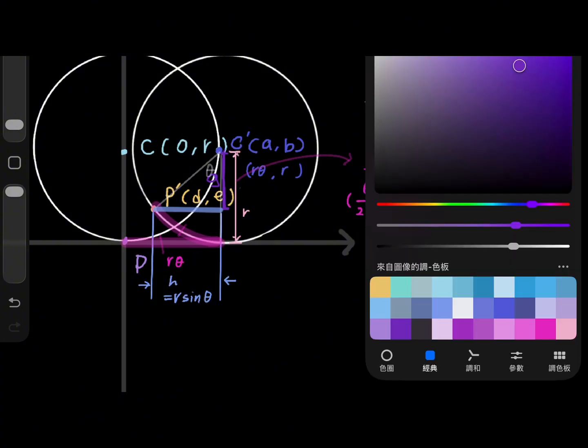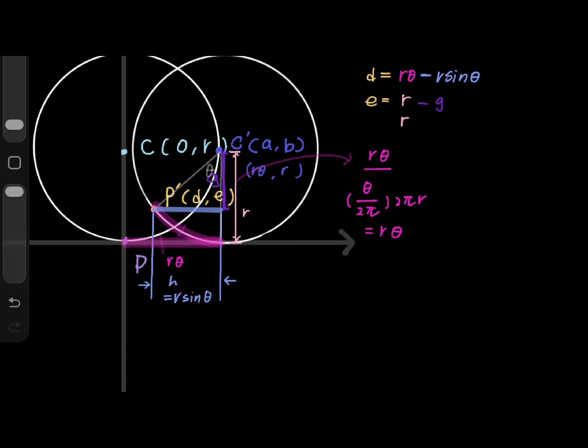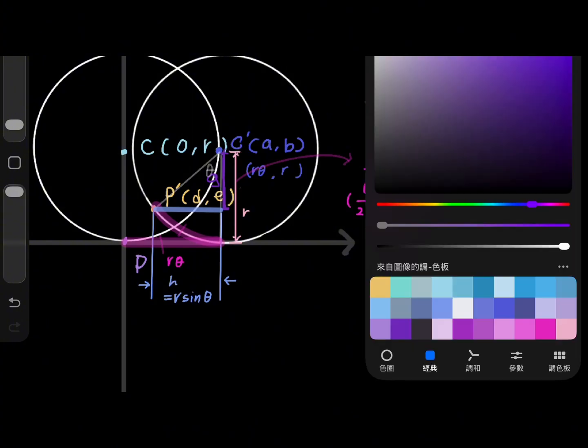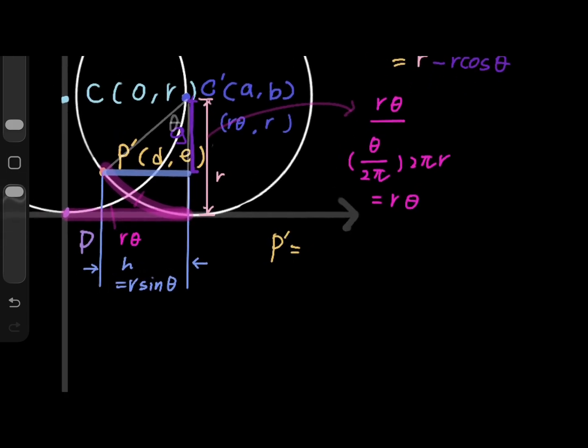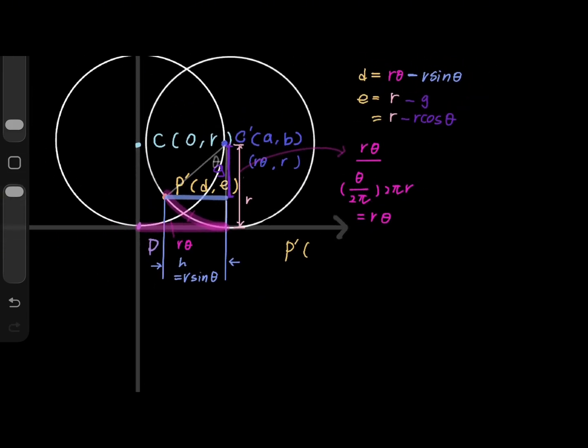Let's just change the color back so we don't get confused. V equal to this, and your G, which, if you know the trigonometry, then you will know the G will be R cosine theta. Okay, so now we get the parametric equation of the cycloid. Your P prime will be R theta minus R sine theta, and then Y will be R minus R cosine theta. Cool. This is very handy.